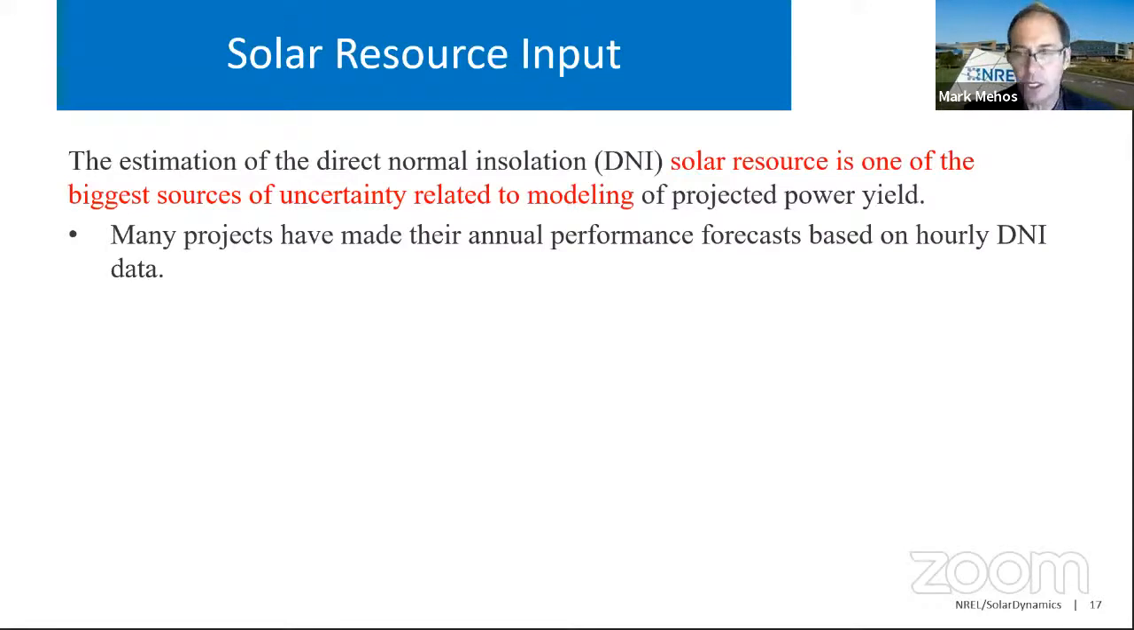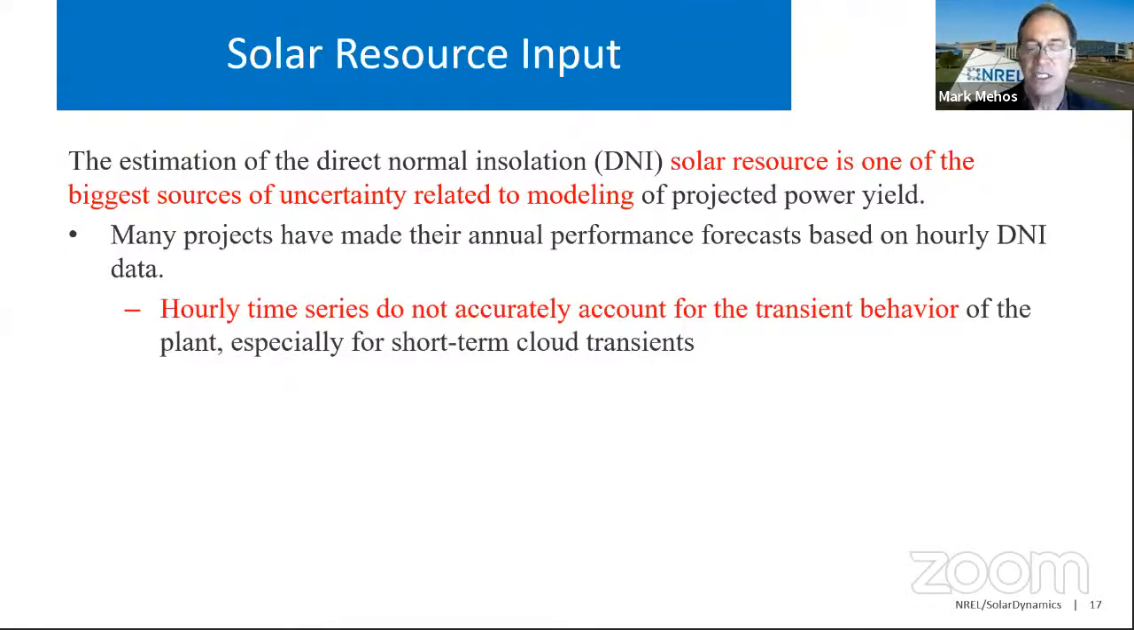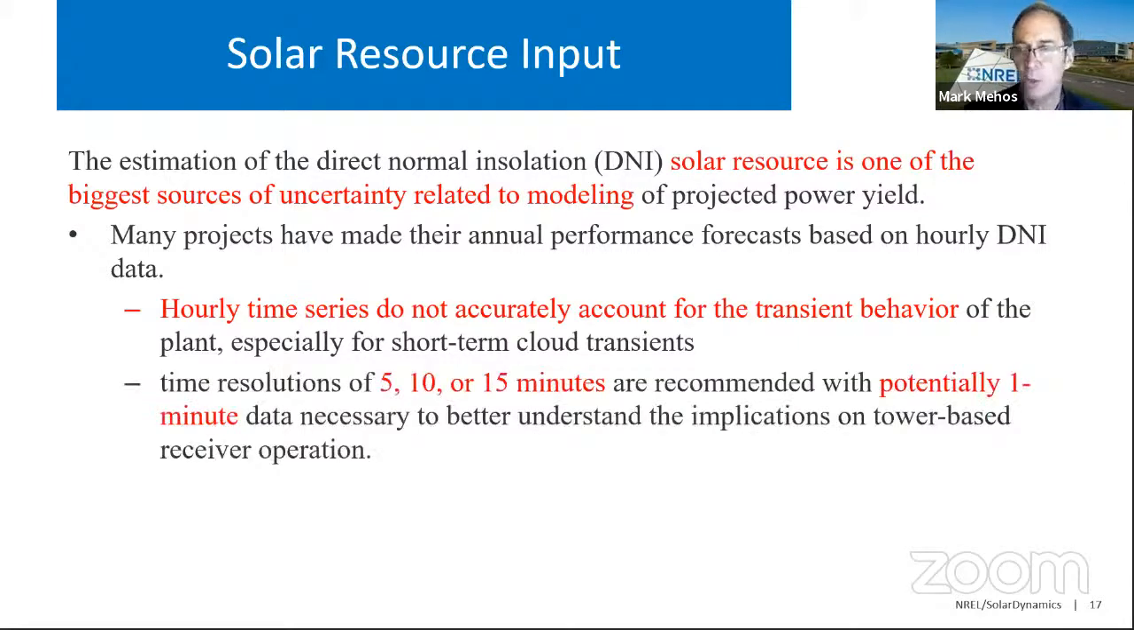So many of the early projects, not so much today, I don't think, made their annual performance forecast based on hourly data. And hourly time series do not accurately account for the transient behavior of that plant. As I described earlier, you have to have something higher resolution than those hourly models. And what people are doing are looking at much higher time resolutions, 10 minutes, 15 minutes. But in some parts of the plant, like the receiver, maybe you need actually down to 1 minute data, maybe even less, to understand those transients.